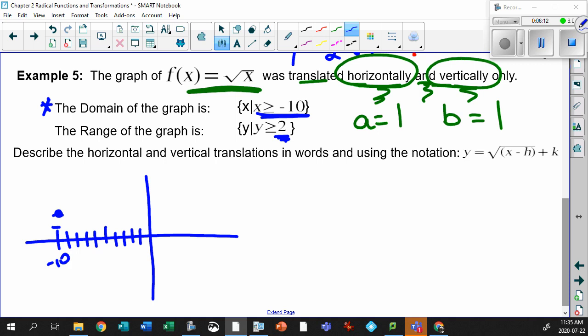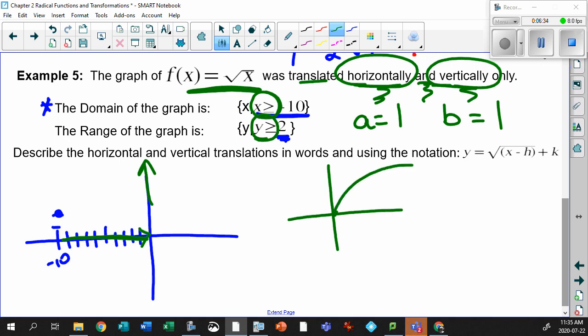Now, interpret what domain means. These are all the values that are bigger than minus 10, so you know that this graph is going to go that way. And all the values that are bigger than 2 mean the graph is going to go that way. Being that this is a radical graph, its shape should look like this. There's your starting point, or what we call the endpoint. You know that the graph has to go this way and up, so this is basically going to look like that. Oh, cool.